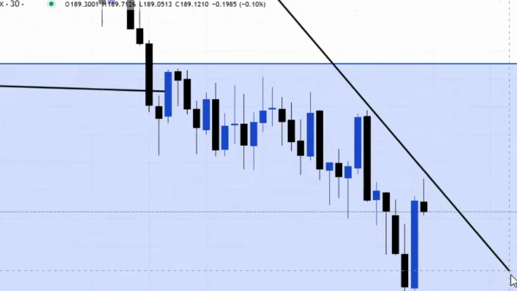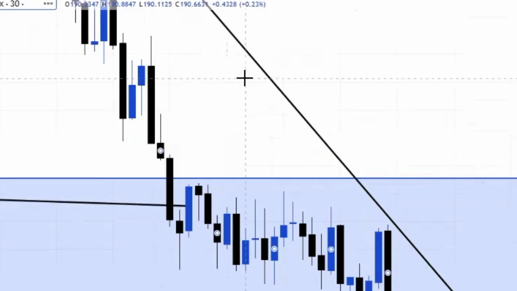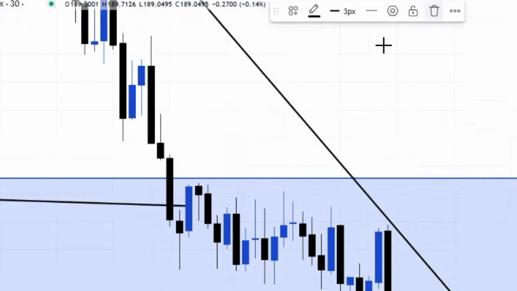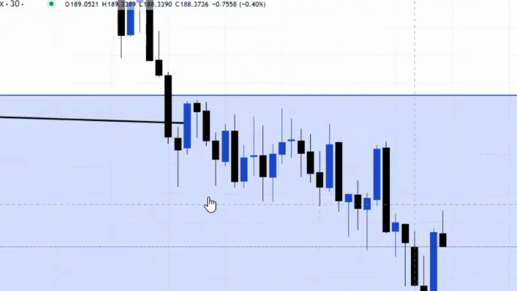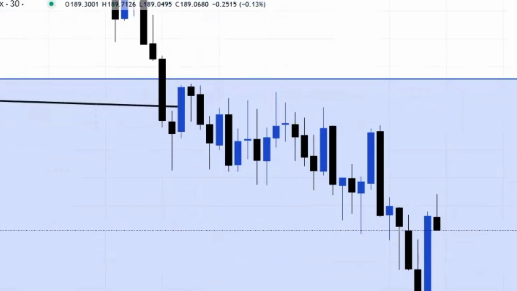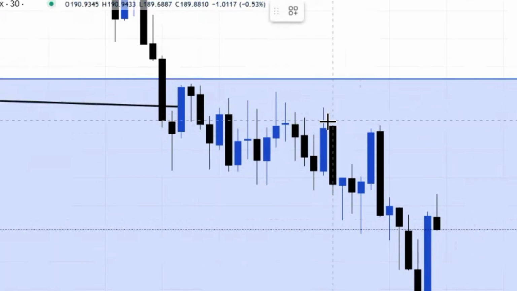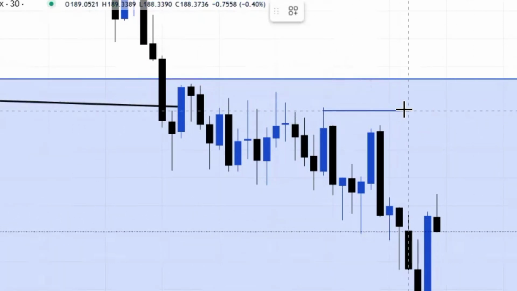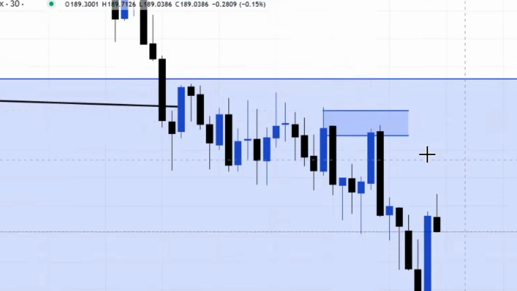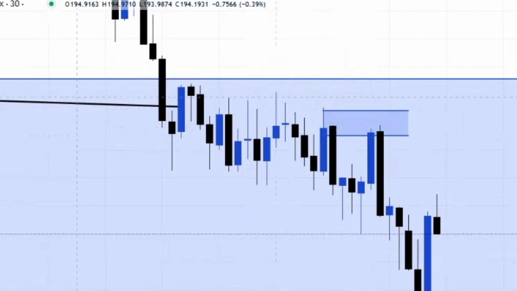Now if you look at this level, let me delete this trend line. You notice that for that day we have a bearish candle. This is where the move started from, this place here, because if you look, you see that there were multiple rejections here.